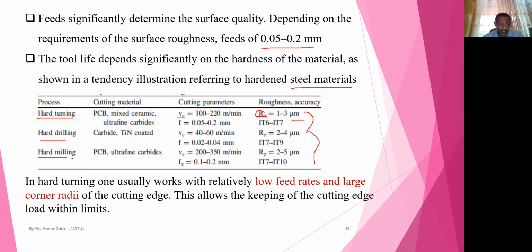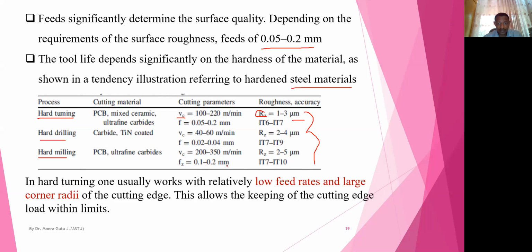Here, hard milling. So in hard milling, if you see here, the cutting speed is up from 200 up to 350. So you may use also here more related to the hard turning process during milling process.